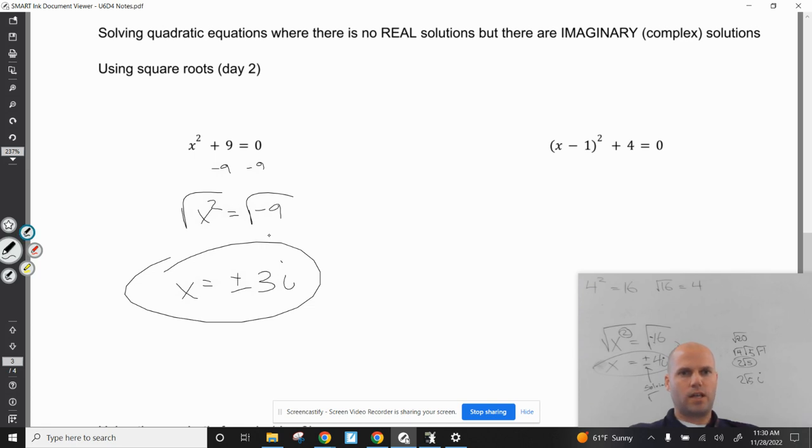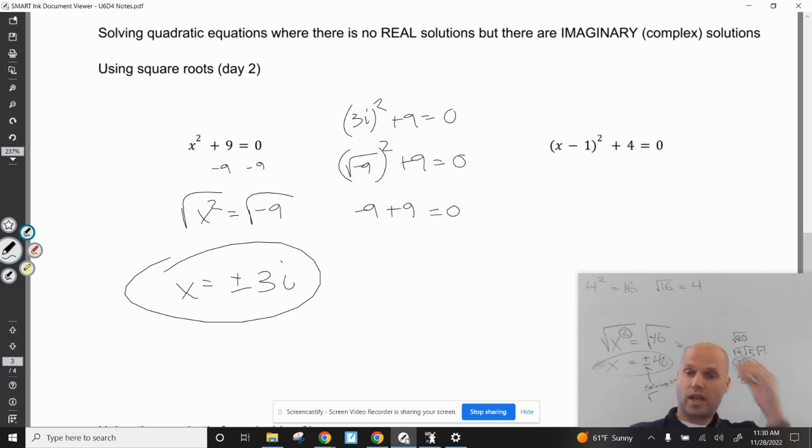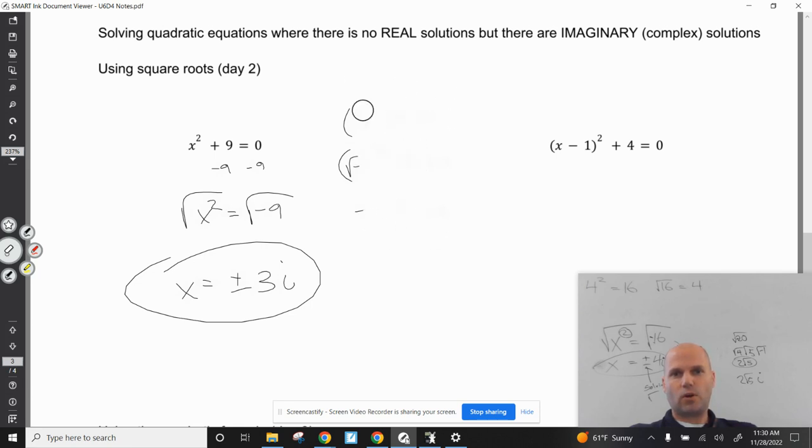Or really, you could say 3i, which is being squared, plus 9 is 0. You could say, oh, 3i is just the square root of negative 9. Well, the square root of negative 9, squared, is just negative 9. The square root and the square cancel. Boom. It works. Okay. And it works with negative 3i too. So these are our solutions, these imaginary solutions.